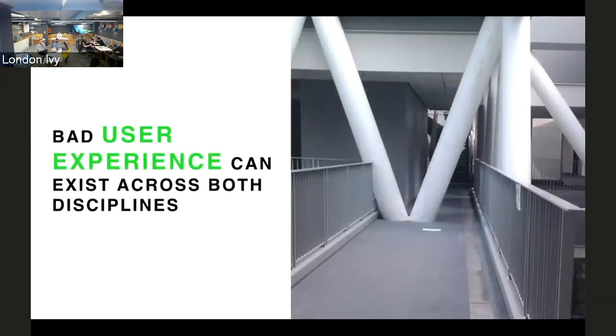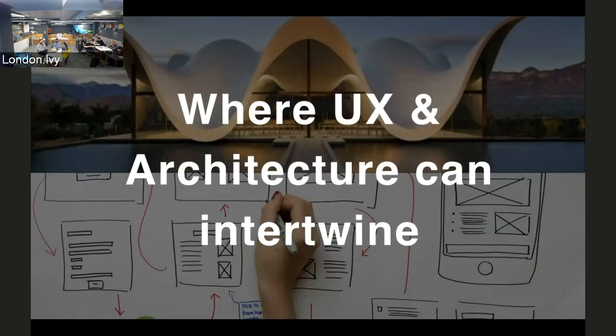Bad user experience can exist across both disciplines. This is true, this will always be a fact, and it will never change. But as you can see on this fantastic design on the right-hand side, this is where UX and architecture can entwine.